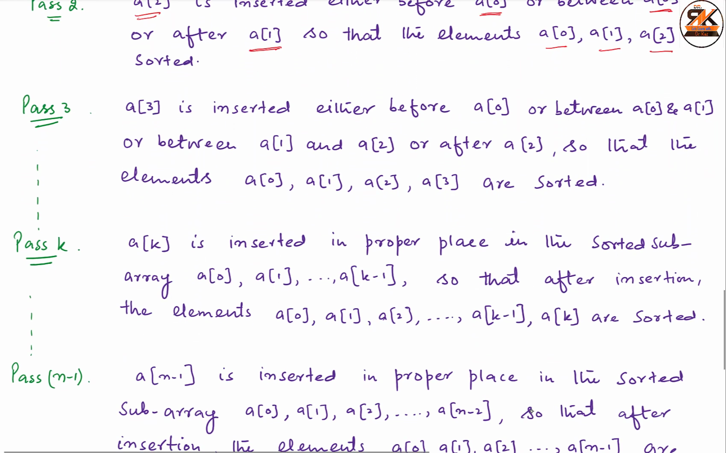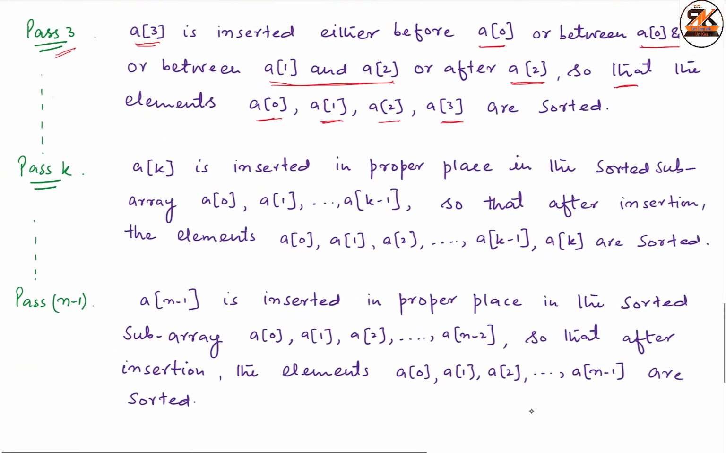Now in pass 3, that means in round 3 or iteration 3, the a3 element is taken out from the unsorted list and we insert it before a0 on the basis of comparison, or between a0 and a1, or between a1 and a2, again on the basis of comparison, or after a2 if it is greater than the element a2, so that the elements a0, a1, a2, a3 are a sorted list.